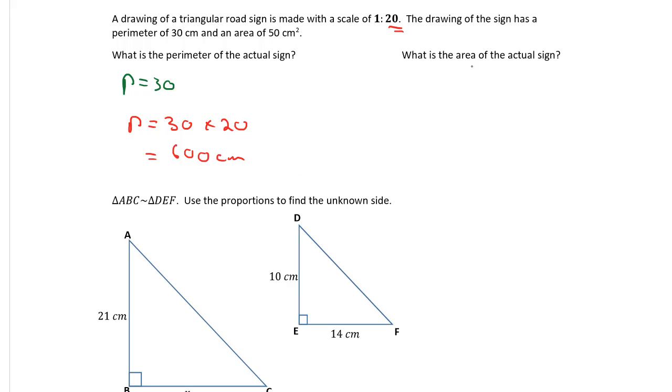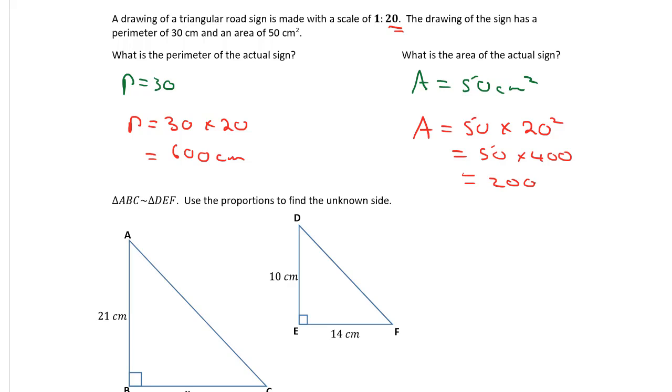Now we're asked to find out what the actual area of the sign is going to be. Well, the scale drawing has an area equal to 50 centimeters squared. And we know that the actual sign is going to have an area that is n squared times bigger than the drawing. So the drawing was 50 centimeters squared, and n is 20, so that's 20 squared. Now we just have to do some quick calculations. We're going to have 50 times 400. 4 times 5 is 20, and we've got 3 more zeros kicking around. So that's 20,000 centimeters squared.